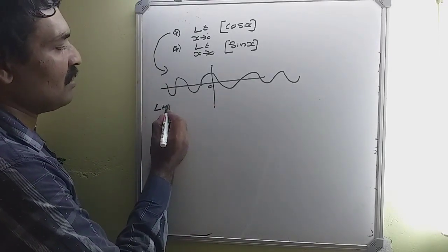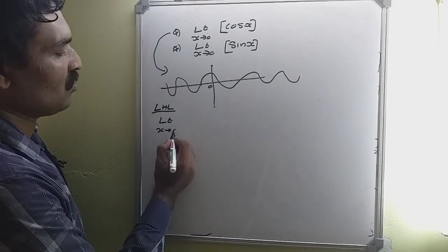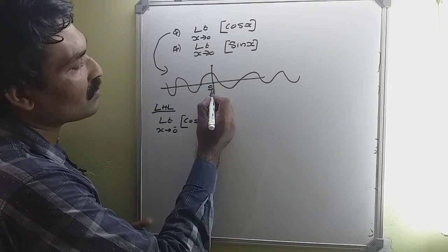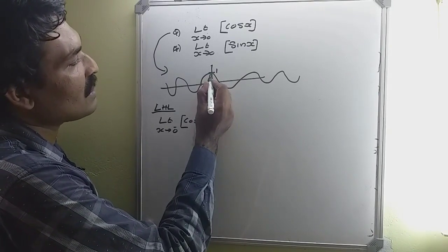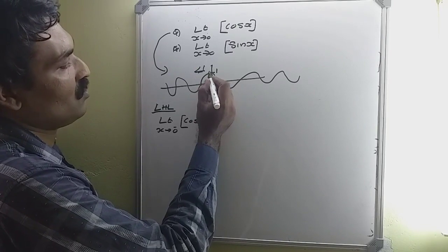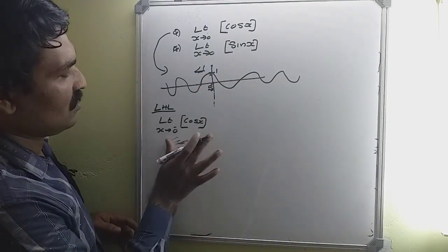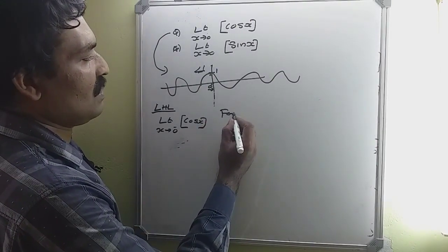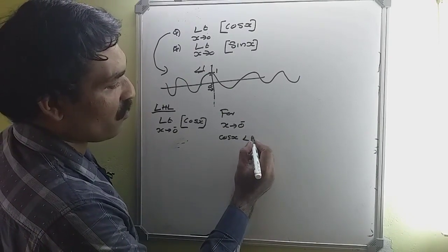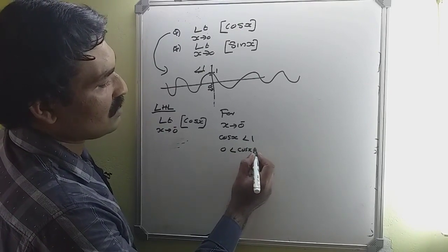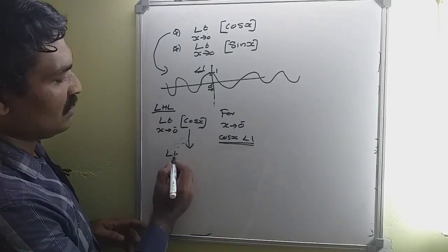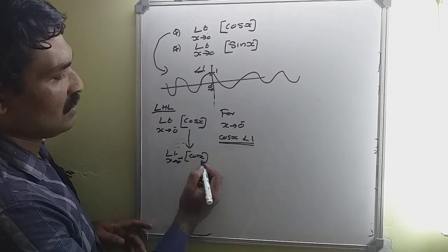So the left hand limit, x tends to 0 minus, box of cos x, greatest integer function of cos x. Here 0 minus is a point, so the value of the function is slightly less than 1, but greater than 0. So for x tends to 0 minus, the value of cos x satisfies 0 less than cos x less than 1. So limit x tends to 0 minus of box of cos x is equal to 0.